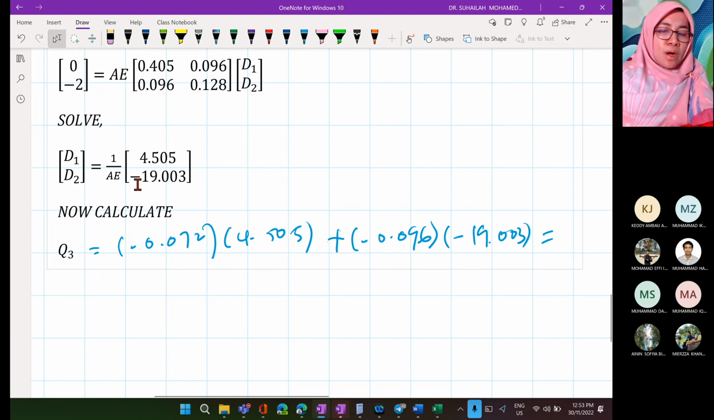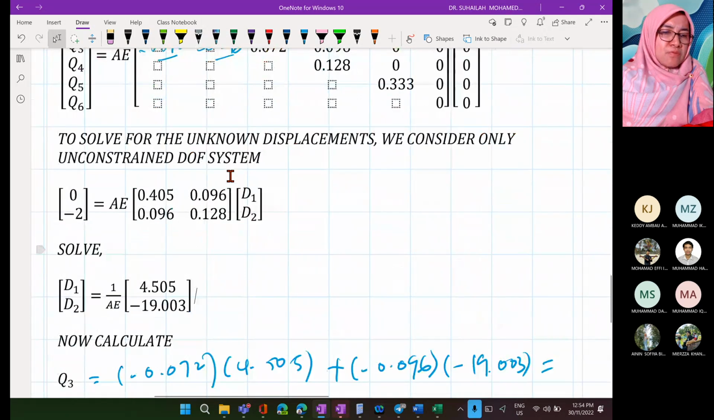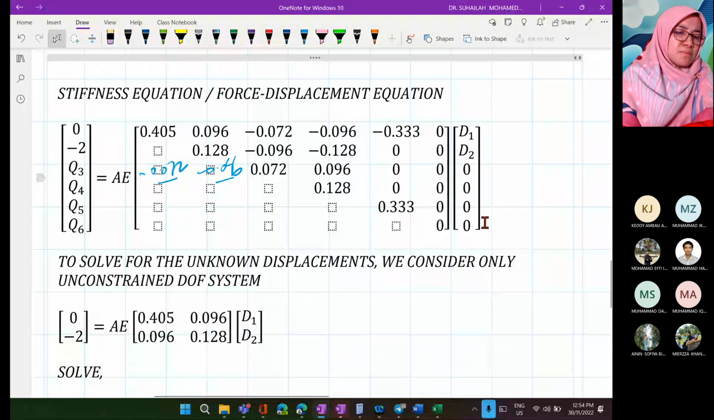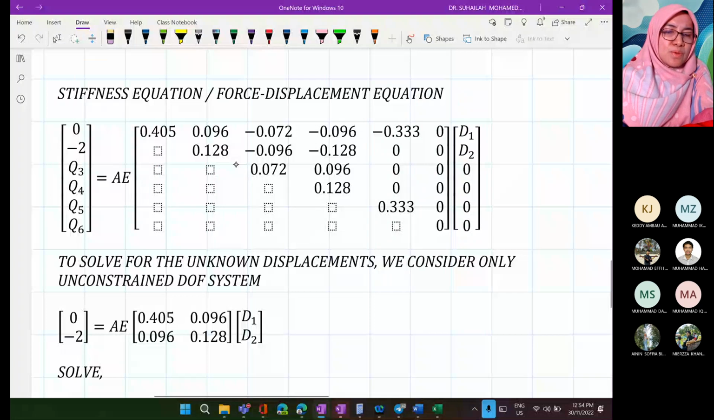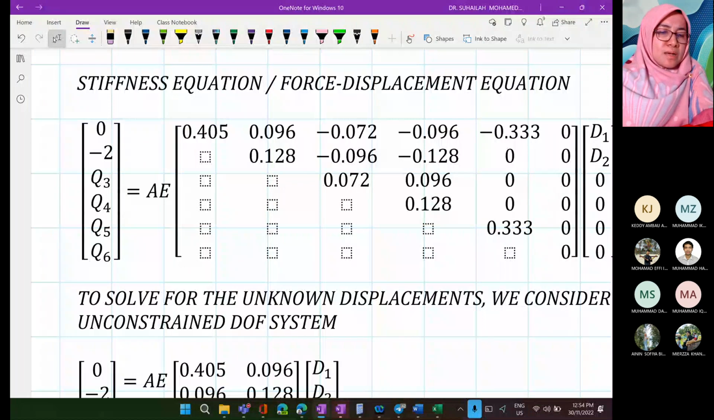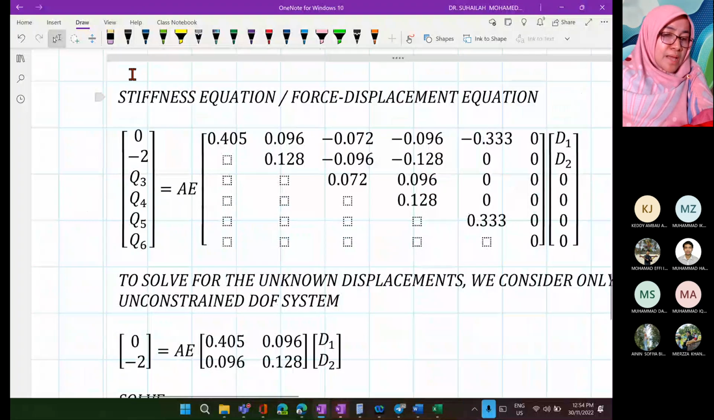Okay, that is how we calculate reaction. It is just mathematical calculation using force displacement equation. Yang ni sebab kita tak tulis full. Actually, we can write in full. Cuma kalau you nak write in full, okay, it will take quite some time, long time to just write all the value. So that is why I suggest you to write like this.